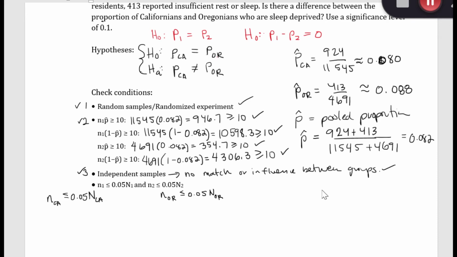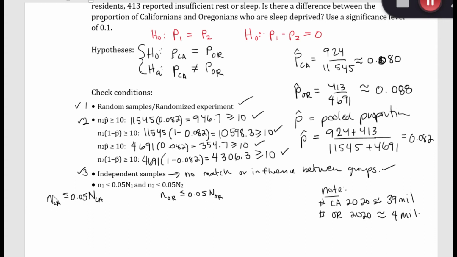Just as a little note, the number of Californians in 2020 is about 39 million, and the number of Oregonians in 2020 is about 4 million. So let's go through and think about what's going on here.